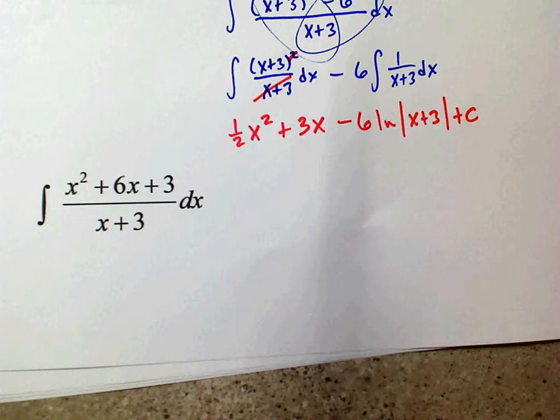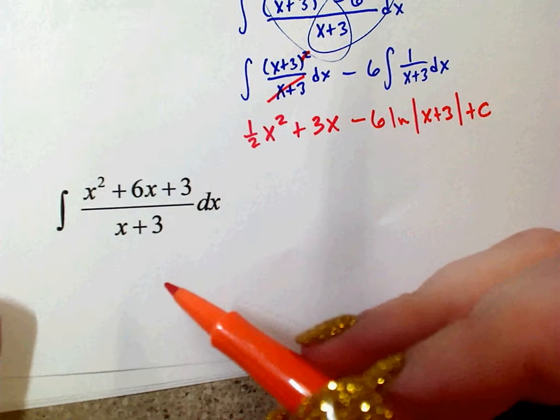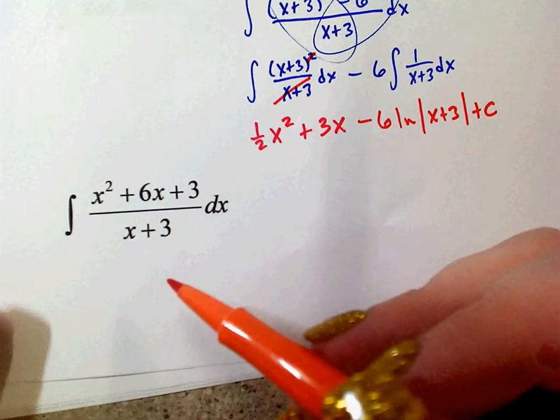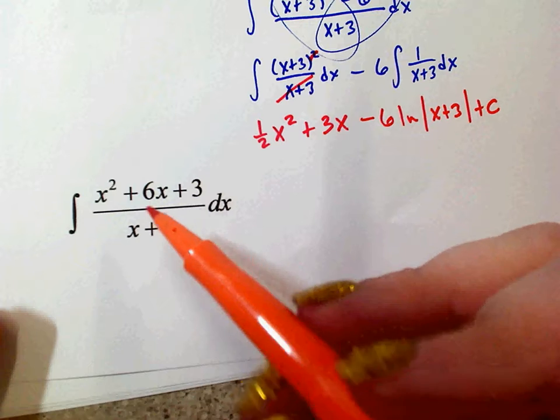So, if you don't have a u and du, but you're dividing by a binomial, why don't you just go ahead and divide? You know what I mean? Like literally divide the polynomial. You can do long division or you can do synthetic division. What do you want to do?